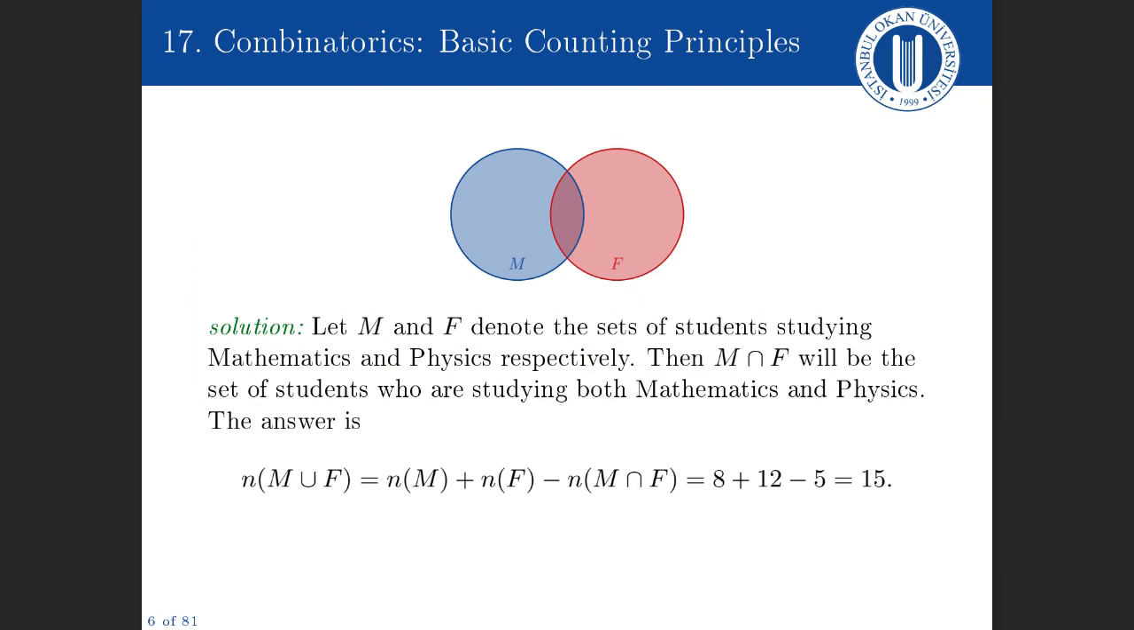Now we have intersecting sets. We have the set M of the students studying mathematics and the set F of the students studying physics, and these sets overlap because some students are studying both mathematics and physics. So we use the formula. It's going to be the number of students studying mathematics plus the number of students studying physics minus the number of students studying both mathematics and physics, so that we don't count the same student twice. So using the numbers from the question, that was 8 plus 12 minus 5, the answer is 15.